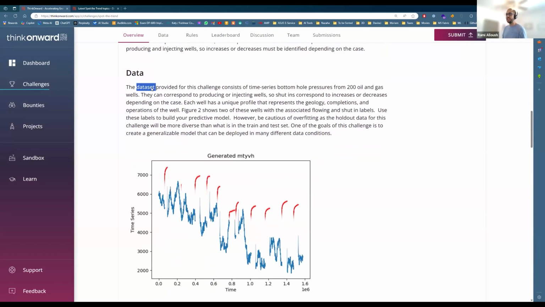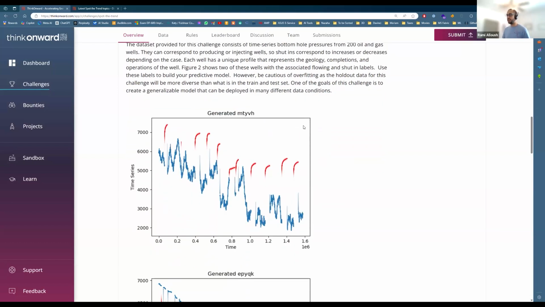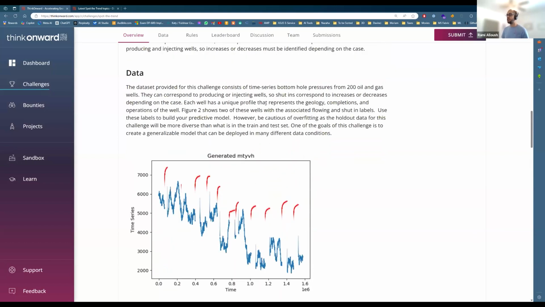What data do we have? The dataset provided for you for this challenge consists of time series bottom hole pressures for 200 oil and gas wells. They can correspond to producing or injecting wells. So it can be this or that. So shut-ins correspond to increases or decreases depending on the case. Each well has a unique profile that represents the geology, completions, and operations of the well. Figure 2 shows two of these wells. So we have two wells here. It shows two of these wells with associated flowing and shut-in labels. Use these labels to build your predictive model.